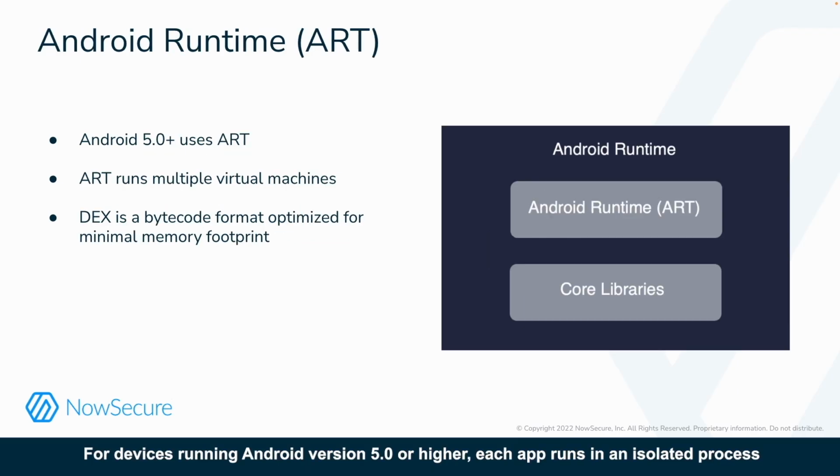For devices running Android version 5.0 or higher, each app runs in an isolated process and with its own instance of the Android runtime, or ART. ART runs multiple virtual machines on low-memory devices by executing DEX files. DEX is a bytecode format specifically designed for Android that's optimized for minimal memory footprint. The Android runtime is the engine that drives our apps and libraries, as well as the foundation for the application framework.